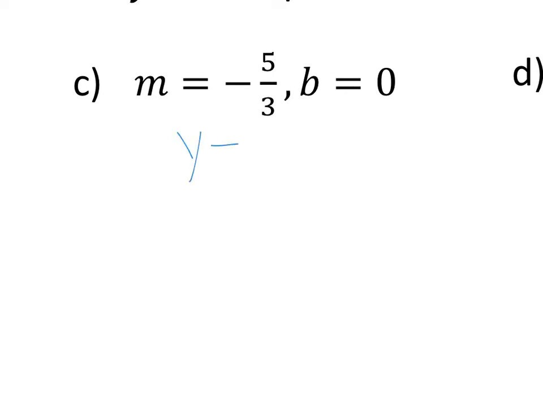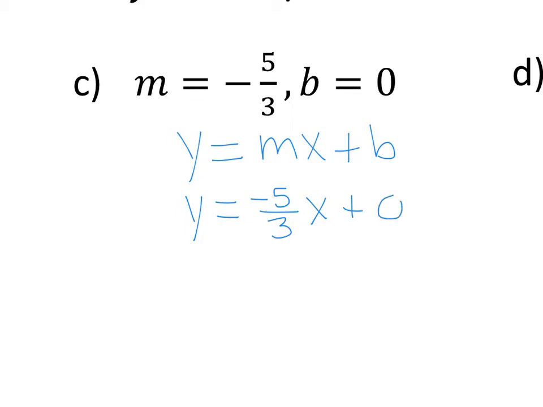Again, slope-intercept form is y equals mx plus b. Our slope is negative 5/3, so negative 5/3 goes before the x in place of m, plus, and our y-intercept is 0. Now we normally don't write plus 0, so we can rewrite this as y equals negative 5/3 x.